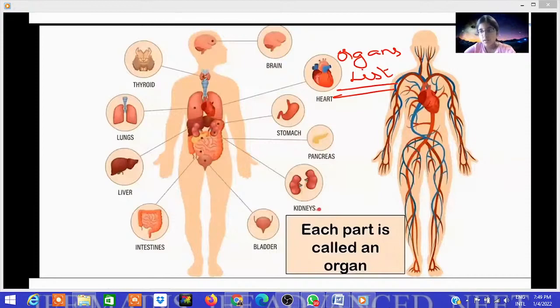Like brain, trachea, heart, lungs, liver, pancreas, intestines, bladder, like that. You have to just come from the top to the bottom. Is that clear? Yeah. Okay, and you can even add on stomach as well. So that's all. These all are the different organs in our body.